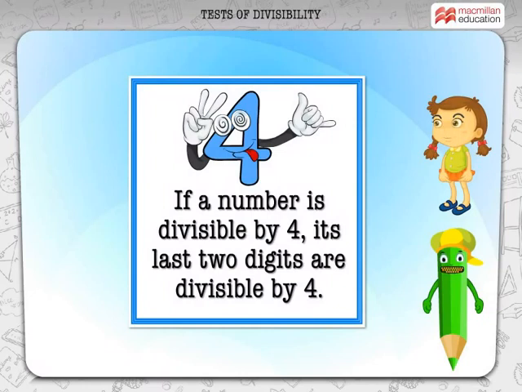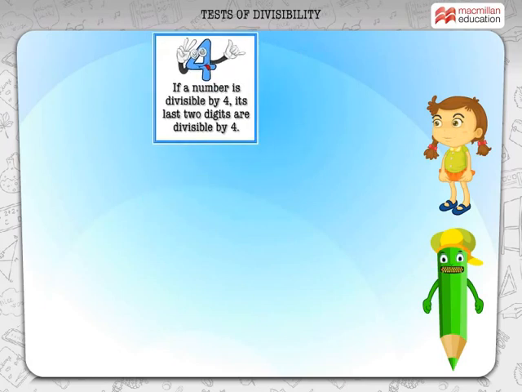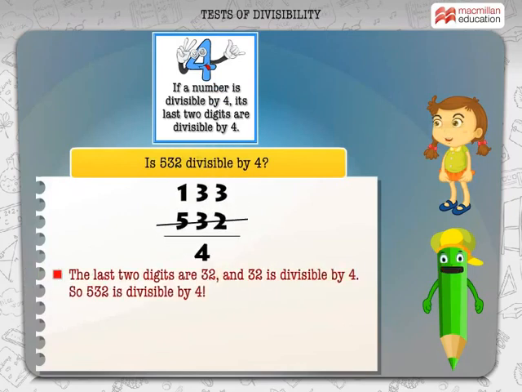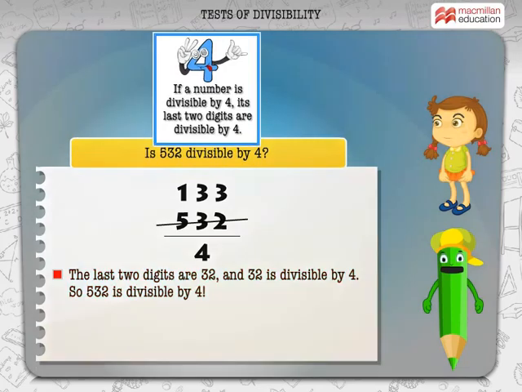If a number is divisible by 4, its last two digits are divisible by 4. Let's see if you got that. Is 532 divisible by 4? The last two digits are 32 and 32 is divisible by 4. So, 532 is divisible by 4.